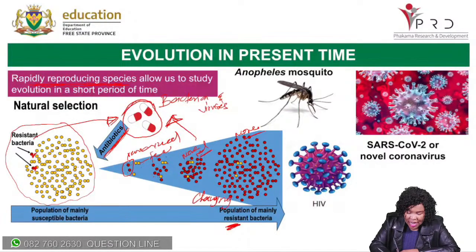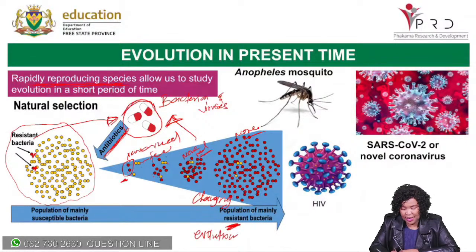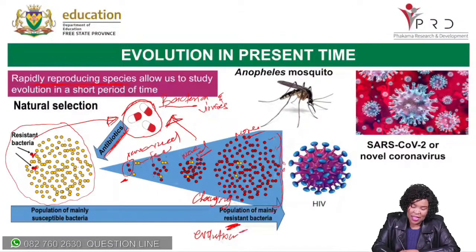And with that change, we say evolution is taking place, because they started from being this, and now they are so many, and they are resistant to bacteria, meaning the scientists need to develop a new antibiotic that these organisms are going to be killed by, because they have now become resistant to the previous antibiotic that was used. So this shows evolution in bacteria.